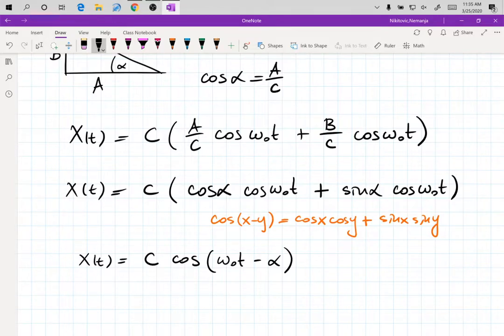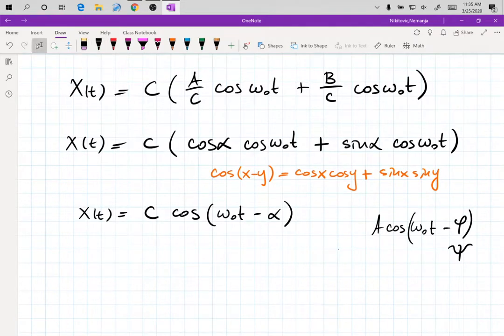You probably have seen this in physics as A cosine omega 0 t minus phi, right? That's probably how you've seen it in physics, because we generally use phi, or maybe, depending on which professor teaches it, psi or something, or theta. I don't know. It depends on the notation. But it's the same formula, always the same formula.